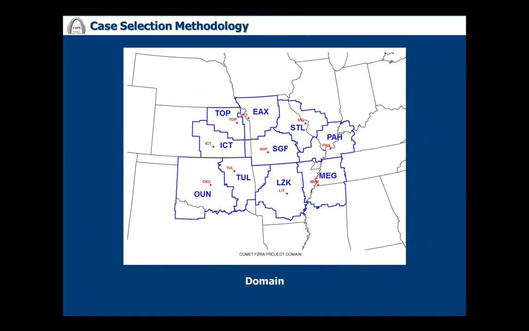This is just a picture of the domain and the CWAs involved, with the Springfield CWA being the center there. We wanted a domain large enough to capture enough ice storms, as well as give us a good number to deal with and do the composite study on.